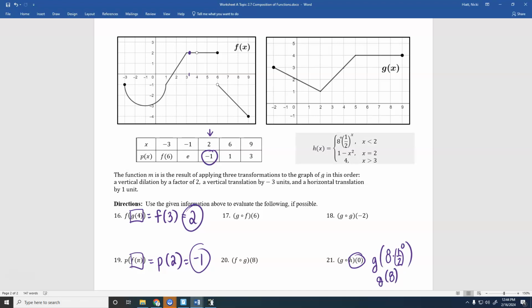All right. Then I've got to find g of 8. So I'm going to look at my g graph. 8 is right here. There's the point that goes with it. What is g of 8? It's 4.